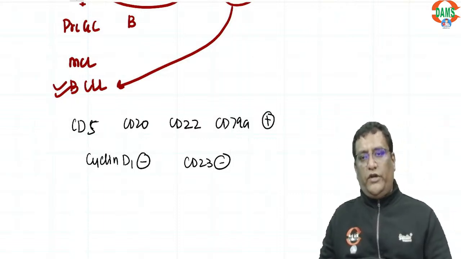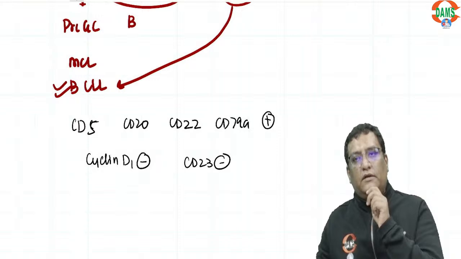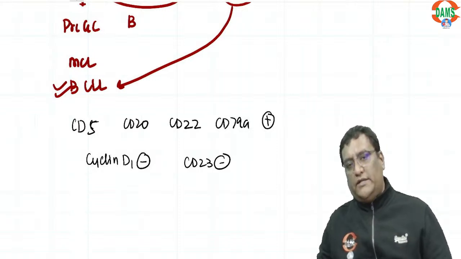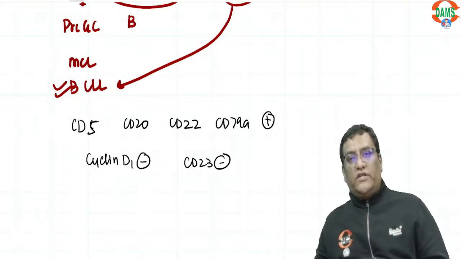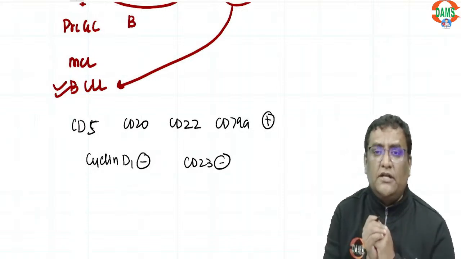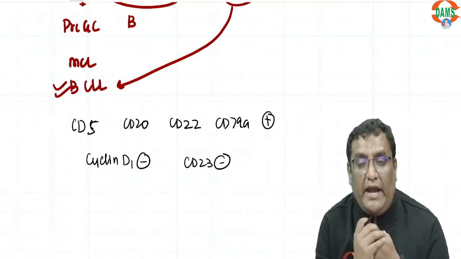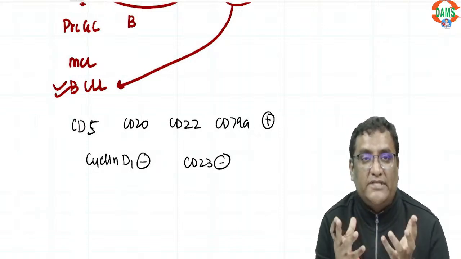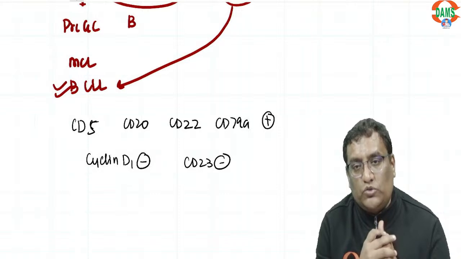Yes, let me see how many of you have got it correct. Mantle, mantle. I'm seeing all mantle. Someone is telling SLL. So most of you have said mantle. Can you tell me why it is not SLL? Only one person has answered SLL. Somebody is saying mantle should be cyclin D1 positive. So those who are telling CLL, SLL, or those who are telling mantle cell.